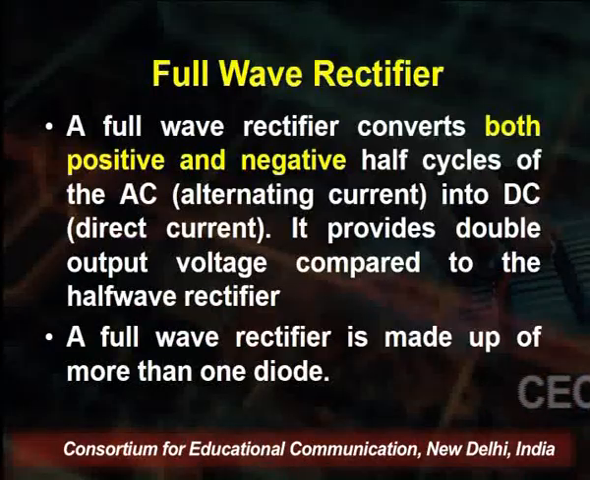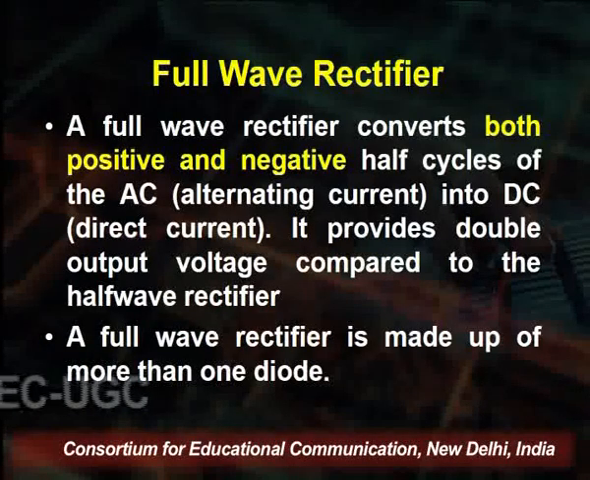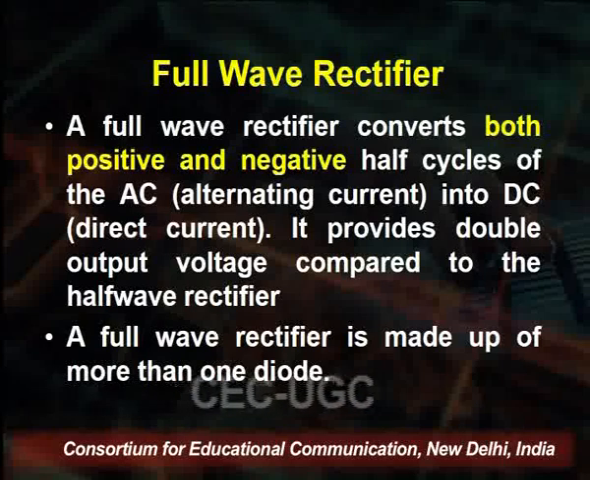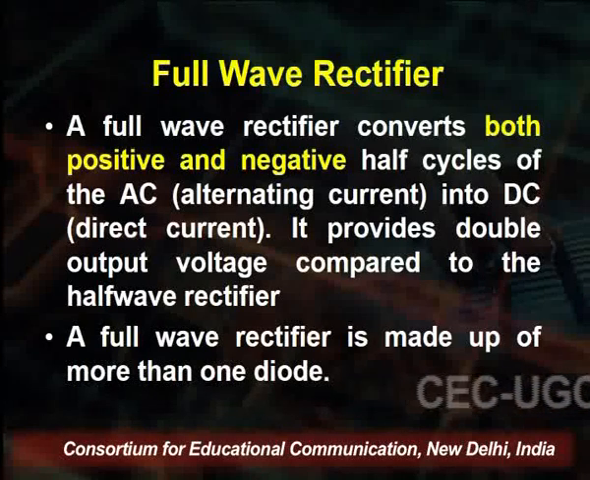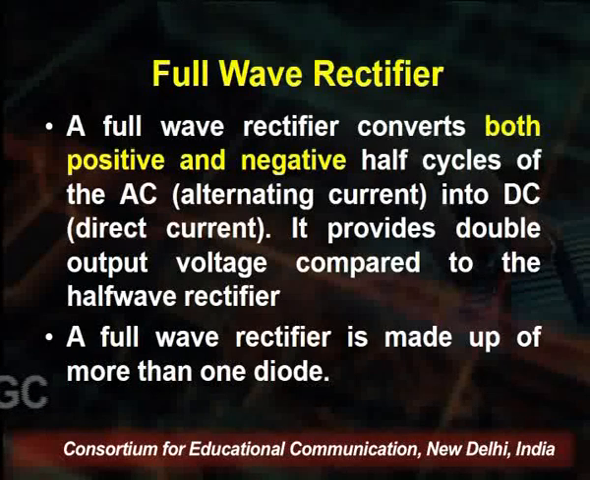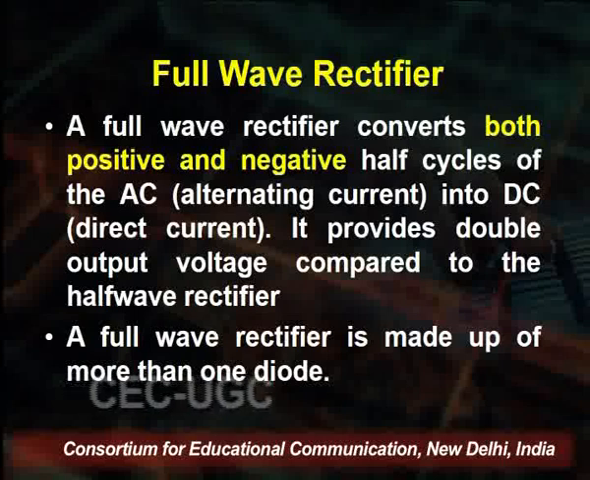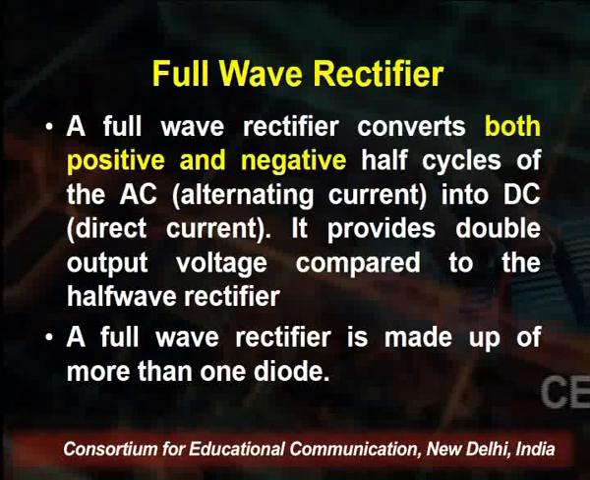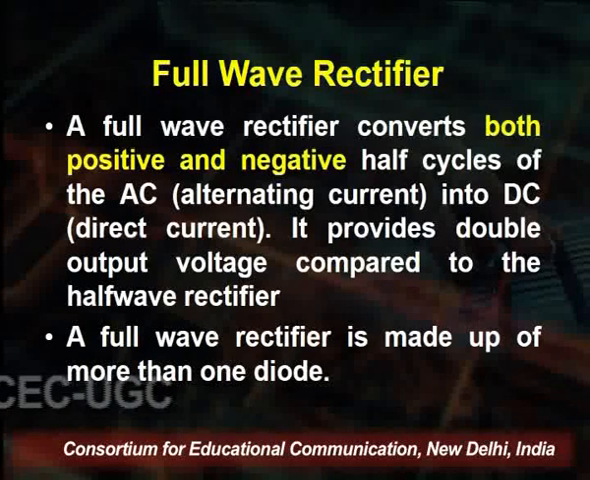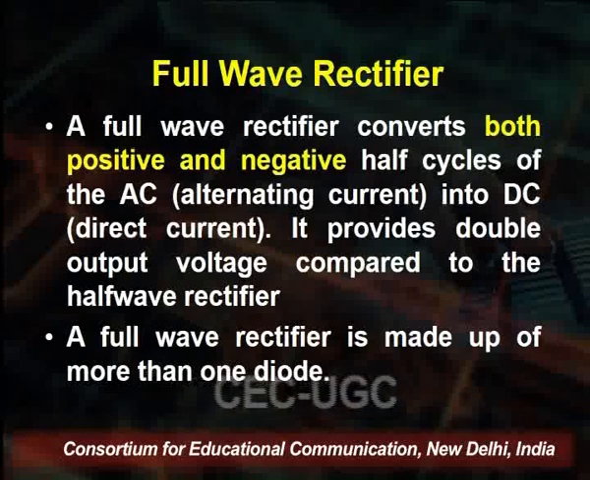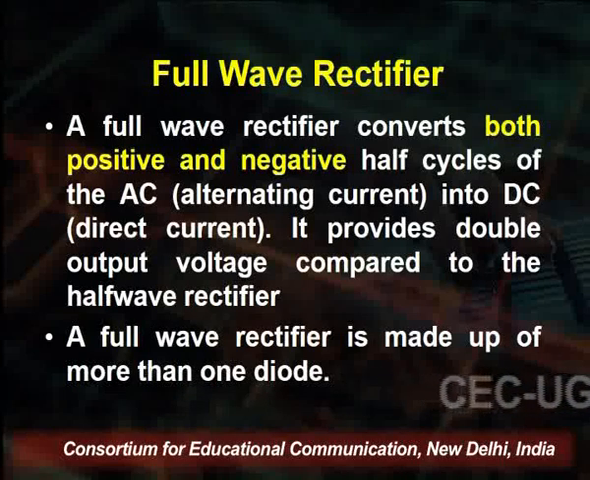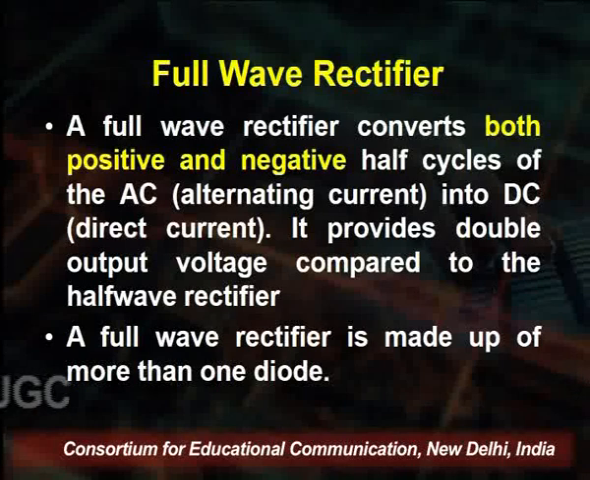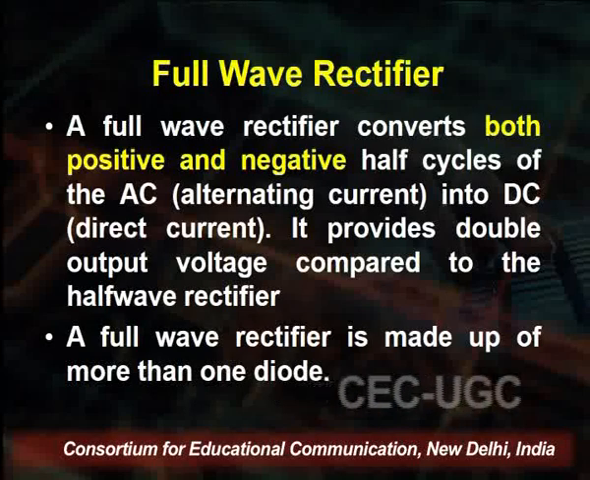Now the full wave rectifier. The full wave rectifier converts both the positive and negative half cycles of the AC, alternating current, into the DC, direct current. It provides a double output voltage compared to the half wave rectifier. A full wave rectifier is made up of more than one diode. In the full wave rectifier, we convert both the positive and negative parts of the AC input into the output. So both the positive and negative half cycles of the AC are converted to DC, and we get double the output voltage as compared to the half wave.